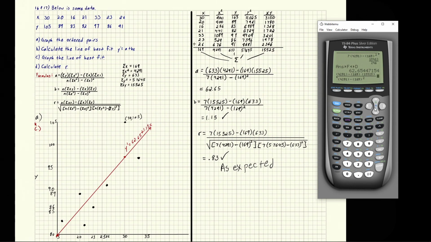And then we would just type this in. So the bottom's the same. So I'm just going to come up to the top and start writing it in on top of what we have. So we have 7 times 15525, close parentheses, minus parentheses, 169, close parentheses, open, 633, close parentheses.